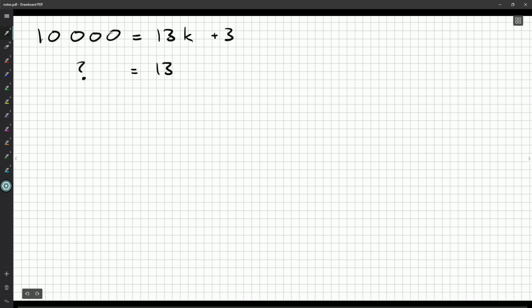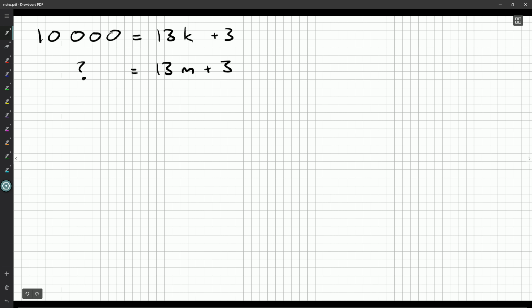But I'd like to approach it a different way, if I may. So when they say 10,000 has a remainder of 3 when you divide by 13, what they're really saying is 10,000 is 13 times some number, and then you have to add on a 3. That's a rearrangement of the statement, 10,000 has a remainder of 3 when you divide by 13. Now, the other number we seek should look like 13 times something plus 3. And notice that's very similar.